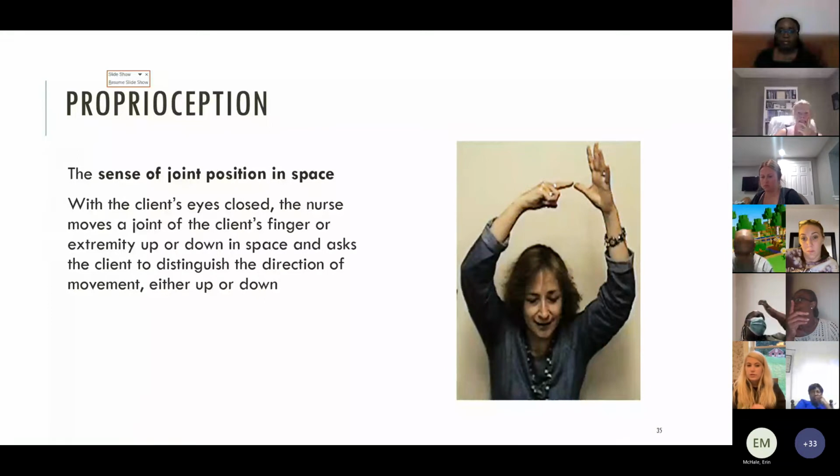Proprioception, this is a sense of joint position in space. So we ask the patient to close their eyes, and then we move a joint of the client's finger or an extremity up and down in that space where they're sitting. And we ask the client to be able to distinguish which way we're moving them, if it's up or down, or if it's to the left or the right. I'm not going to test you on that.